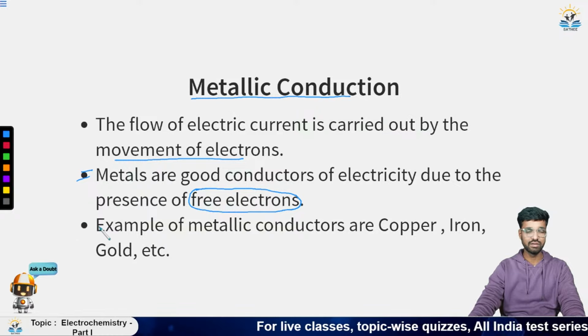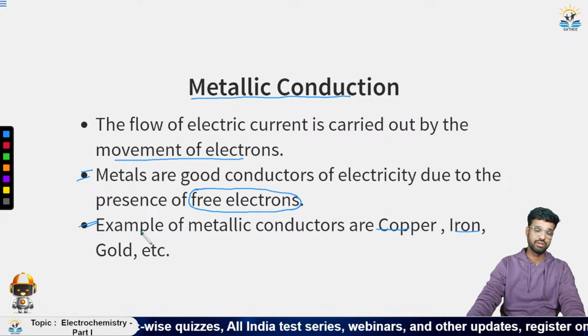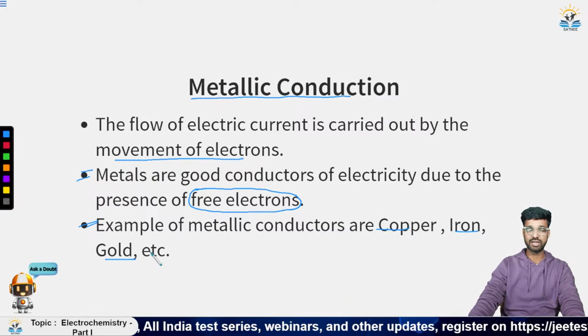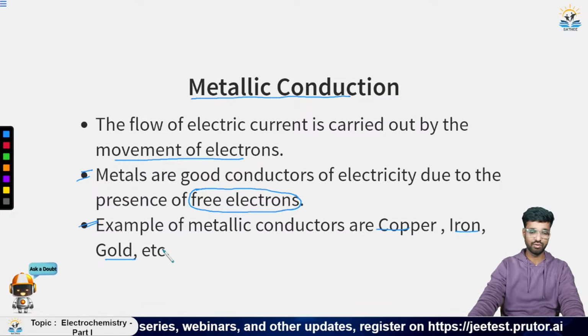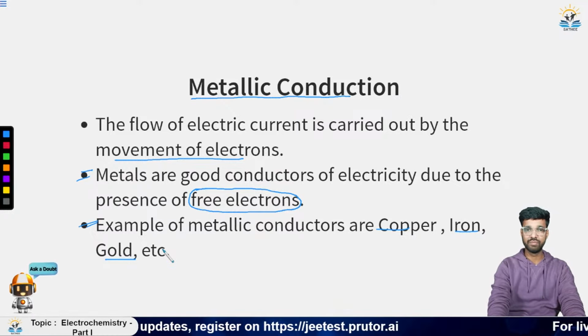But what is the meaning of free electrons? The most common examples of metallic conductors are copper, iron, and gold. There are many metals which can conduct electricity, like copper, iron, gold, or silver also. So these are the main properties of metallic conductors.